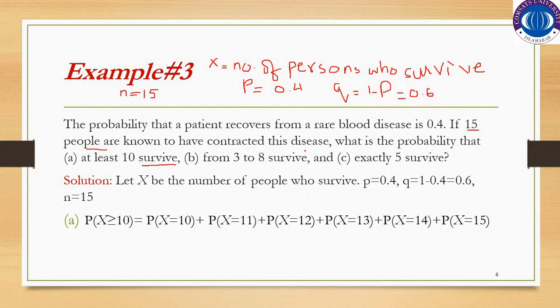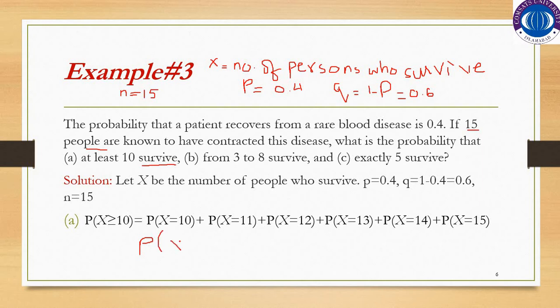All the four assumptions of binomial distribution are satisfied here, so we will apply the binomial distribution. Here p is equal to 0.4, q is equal to 0.6, n is equal to 15. The very first thing we have to find is the probability that at least 10 will survive.